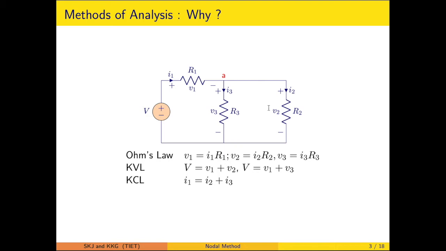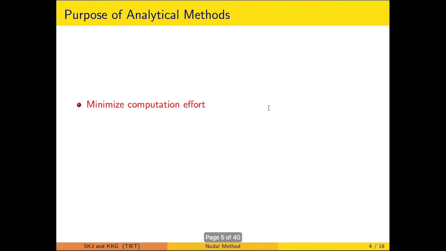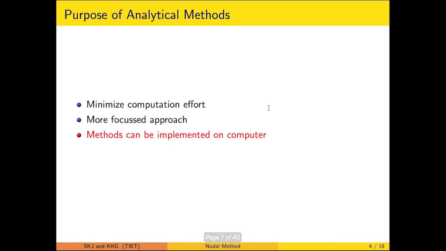So ultimately the number of unknown variables, and the number of equations that need to be solved, comes out to be twice the number of circuit elements. So special methods are directed to reduce this computational effort. The purpose of the analytical methods is to minimize the computational effort. They have to have a focused approach, and importantly they can be implemented on computers. So computer realizability is also an important aspect.